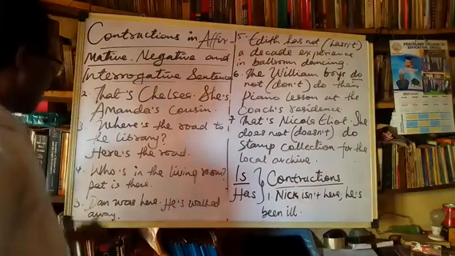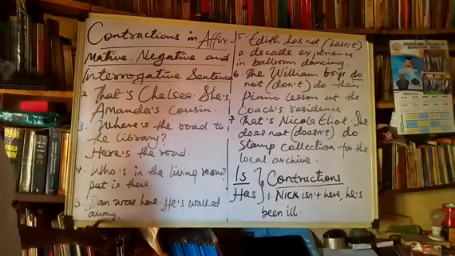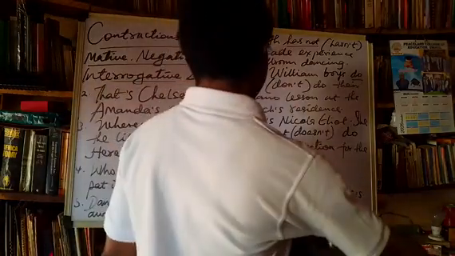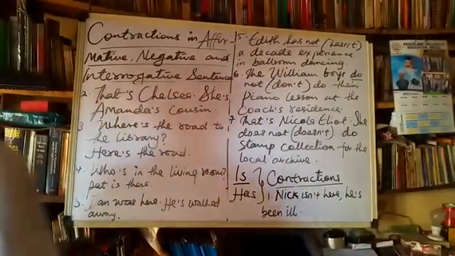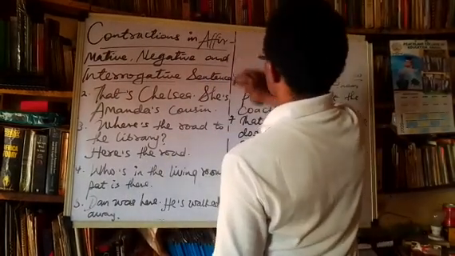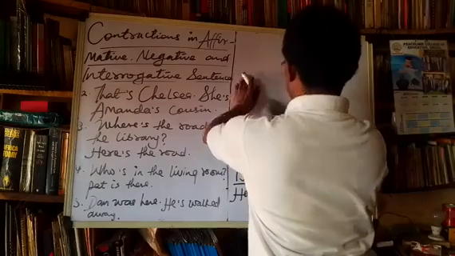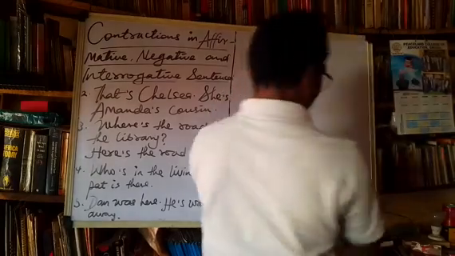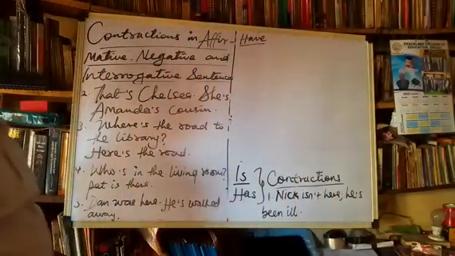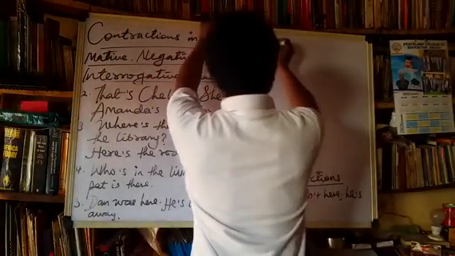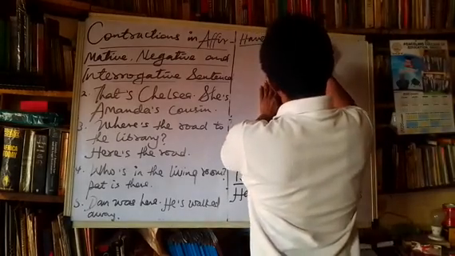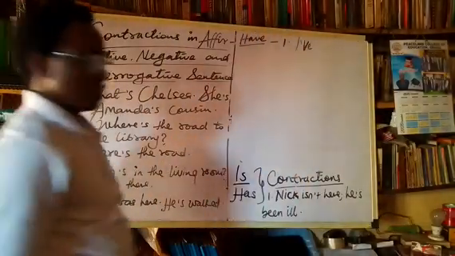And sentence 5 here says, Dan was here. He's walked away. He's here means he has. He has walked away. Then the other contraction has to do with have. Let us take the first sentence. I beg your pardon. Have. It means I have.